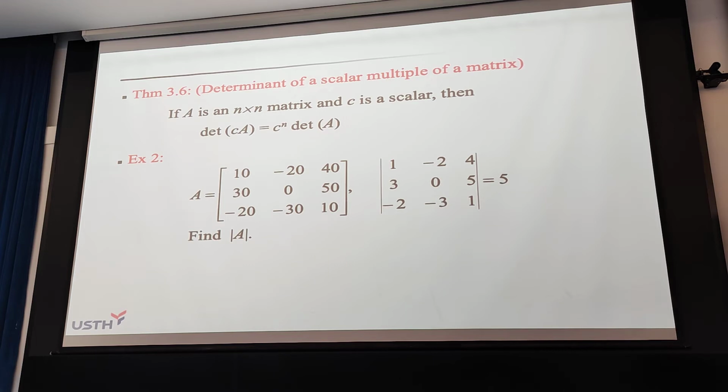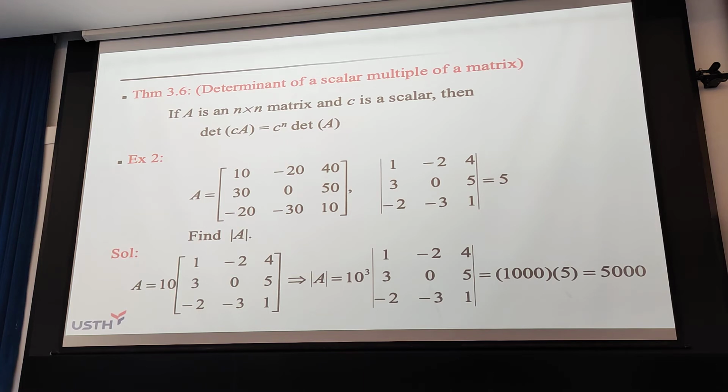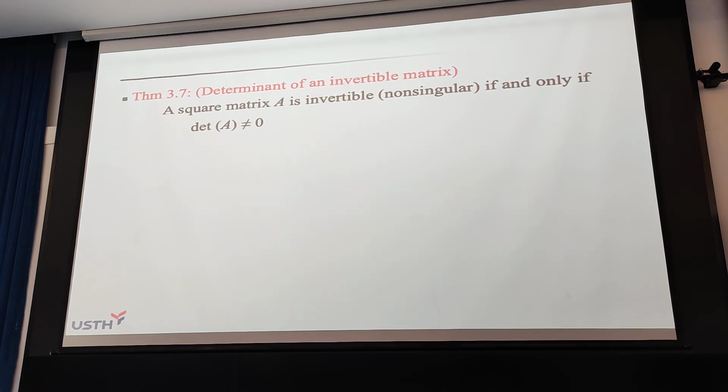We have A to be like that. You are required to find the determinant of A. But it is very easy to see that A is 10 times the matrix on the right hand side, and the matrix on the right hand side has a determinant equal to 5. So by the property over there, A equals 10 times that matrix, so the determinant of A will be 10 to the power 3 multiplied by the determinant of that matrix. But that equals 5, and 10 to the power 3 equals 1000. So our result is 5000.